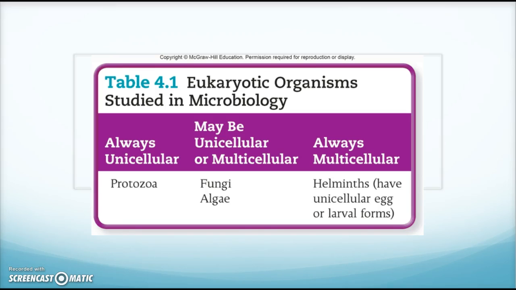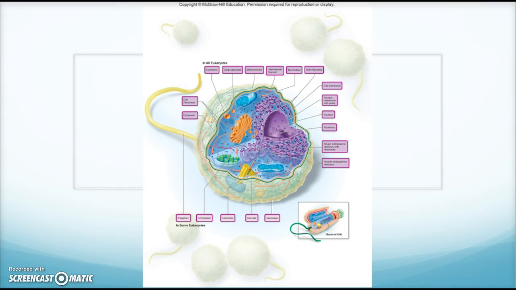The ones that we're going to look at in microbiology can range from unicellular to multicellular. The ones that are always unicellular are protozoa. There are fungi and algae that fall within unicellular or multicellular, depending on either the type or what's going on with the growth of that organism. And then the helminths, which are the worms, are all multicellular, although they do have unicellular egg or larval forms, but generally speaking, they're multicellular.